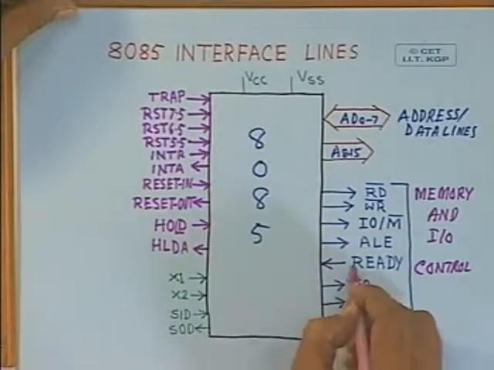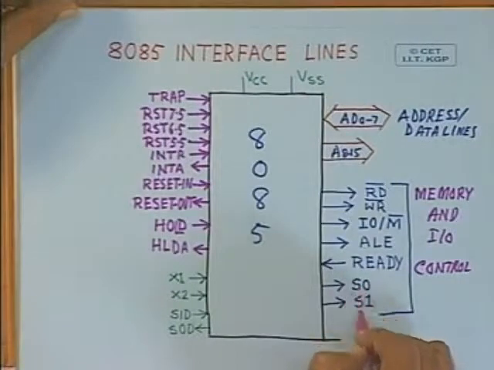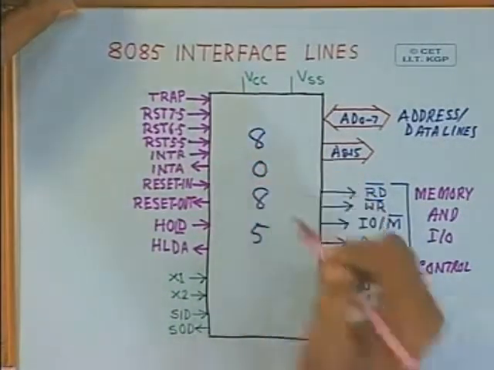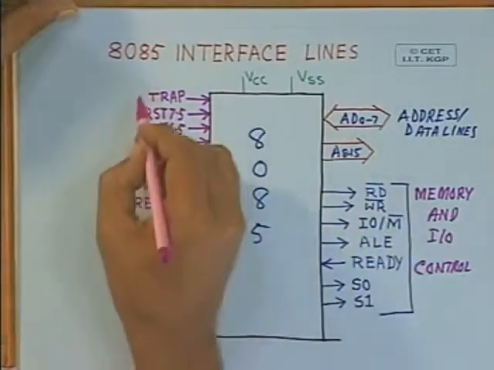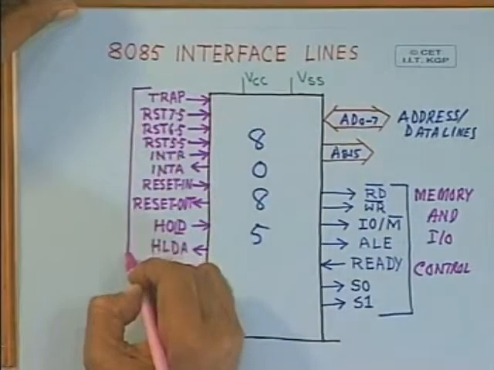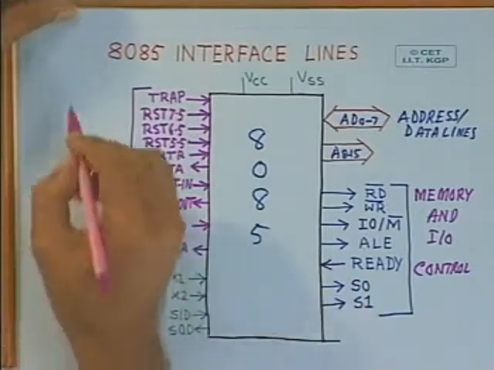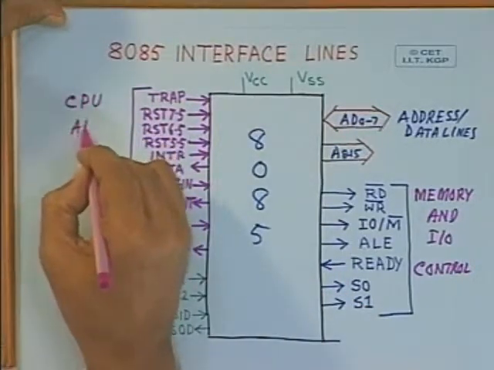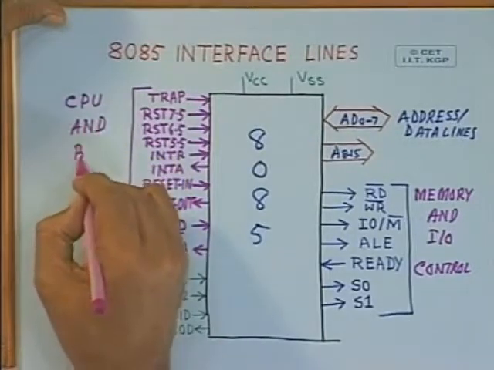The ready input, as I told, is used for interfacing with slow memory devices. Then you have got some status lines, which are provided to the outside to indicate at what state the microprocessor is working now. And these are the lines which are essentially CPU and bus control.